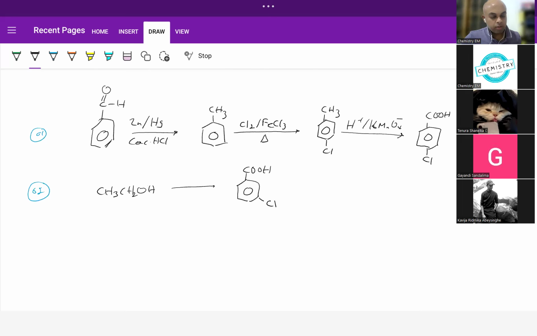This is something tricky actually. Anyone who has done this one? Raise your digital hand, then I can. Okay, good. Very good. This is something very tricky one.